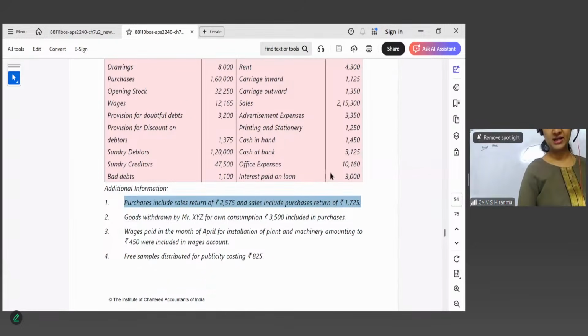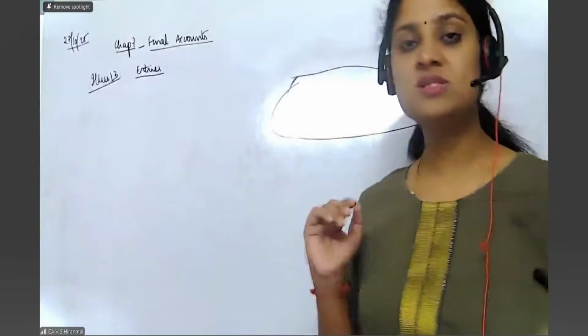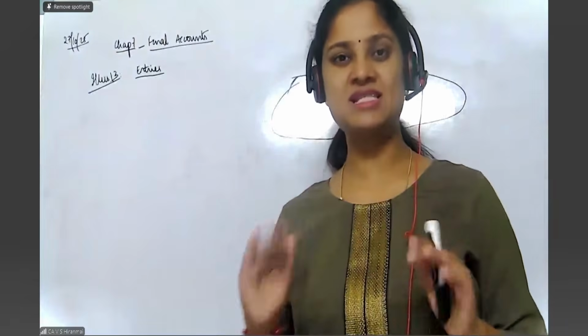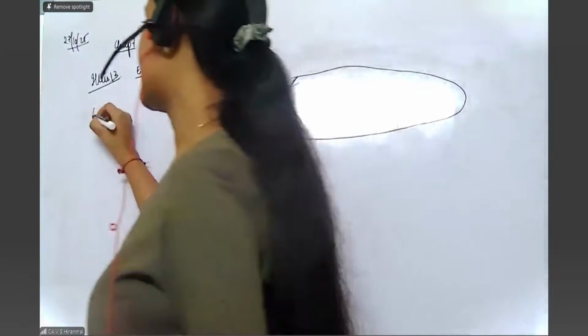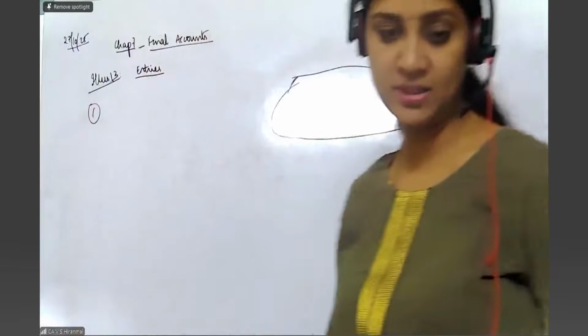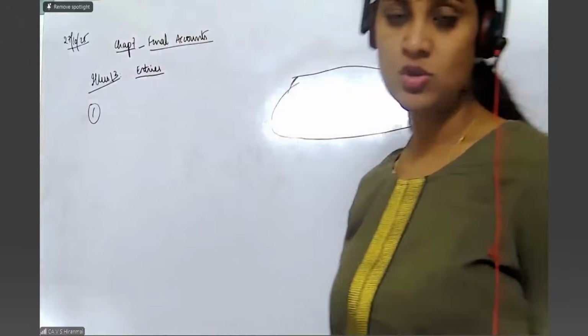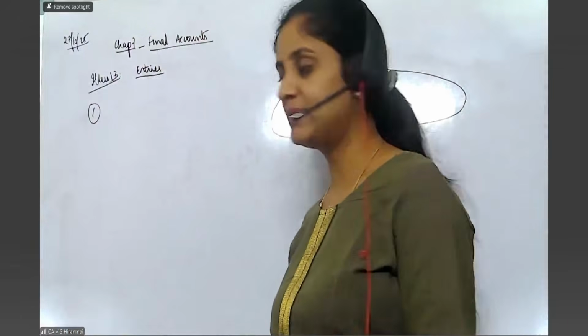So now what do we have to do? You need to reduce the value. So sales and purchases wrongly include some amount, so now reduce the amount. You need to pass the rectification entries. All of you please be very careful. I'm doing everything. Please listen to me.